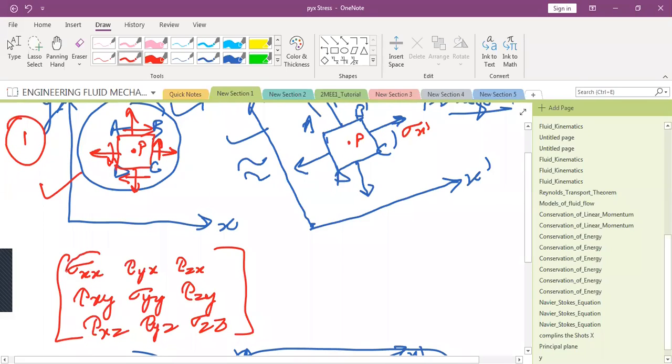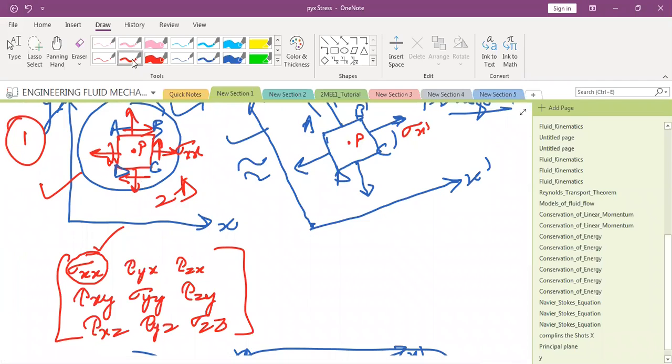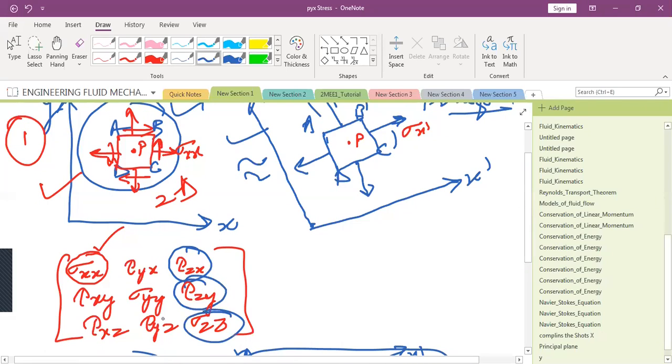Sigma xx is non-zero or zero? Non-zero. This is non-zero. Which terms are zero here? If you see here, this is two-dimensional. So which terms can I put zero here? Z terms. Tau zx, so I can put this term as zero, this term as zero, this term as zero. So these terms will be zero. And I am only left with which four terms? These in red.